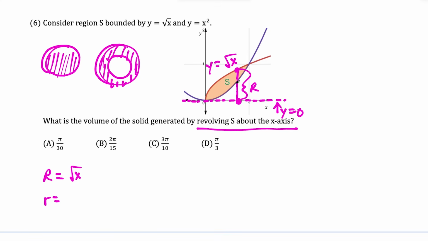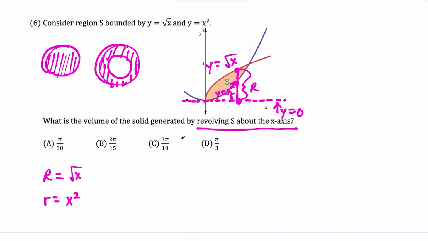Now for the little radius, that's the distance between the axis that we're spinning around and the beginning of the region. Notice that when we draw one of our cross sections here, we're first hitting the curve y equals x squared. So that's our bottom curve, y equals x squared. So in this case, the little radius, little r, is going to be equal to x squared.